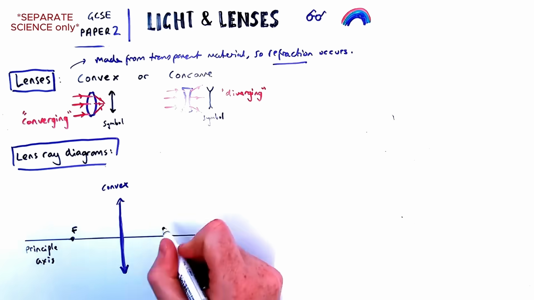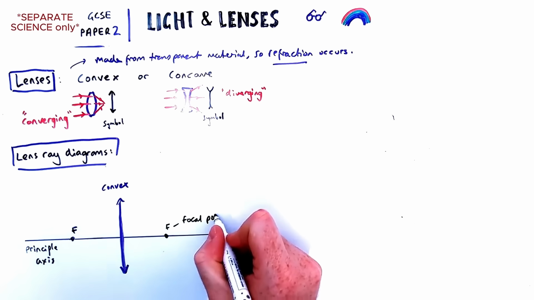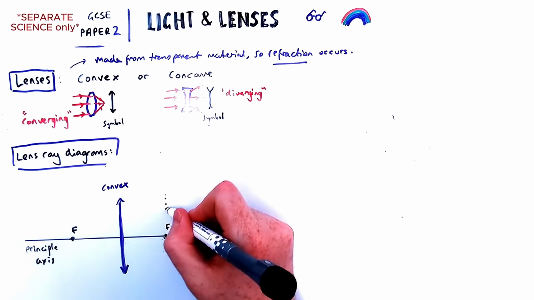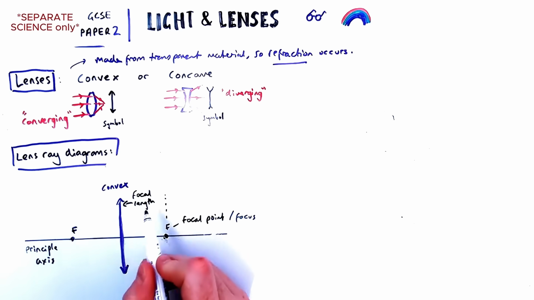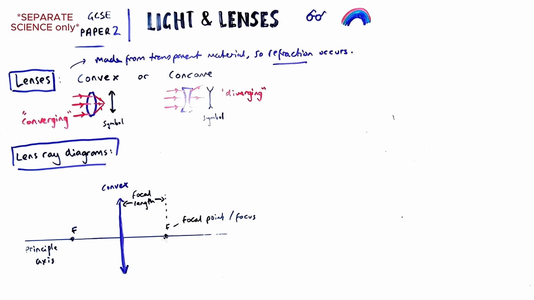So we need to be able to draw lens ray diagrams. I'm going to set up a focal point on each side of the lens. This will normally be done in an exam question for you. The distance between the focal point and the lens is known as the focal length. So I'm going to represent my object as an arrow. It could be anything, it could be a tree, it could be a person, but an arrow is simplest to draw.